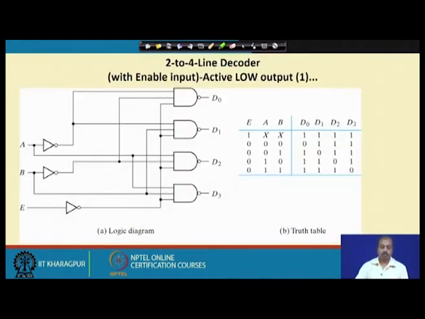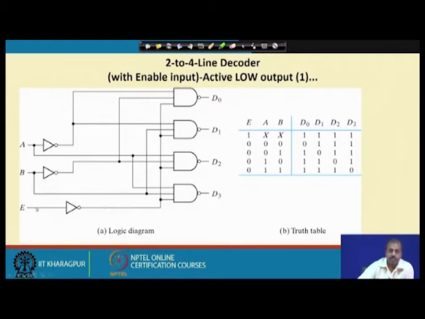So, the first one we will be considering is a 2 to 4 line decoder with enable input. Here there are 2 inputs, A and B, that give us the output number that should be made active. This is active low. Corresponding to A and B, whichever output is getting selected, that output will be low and the rest of the outputs will be high. For example, when AB is 0 0, then D0 is 0 and the rest, D1, D2, D3, are 1. Similarly, for 0 1, D1 is 0 and the rest of the outputs are 1, like that.